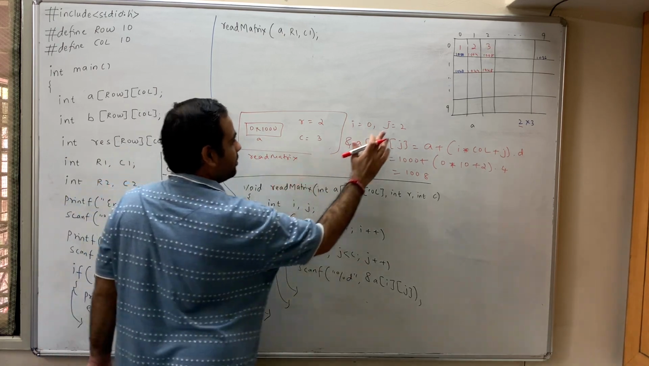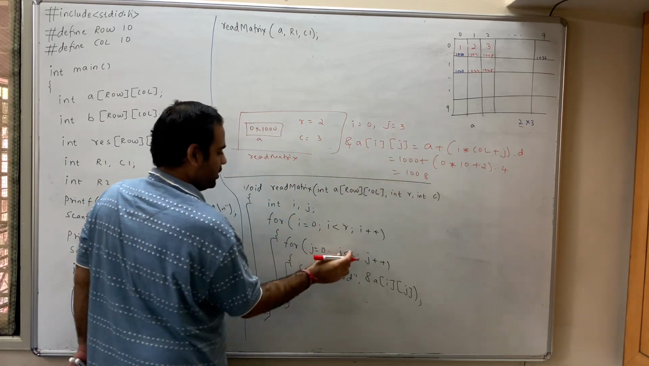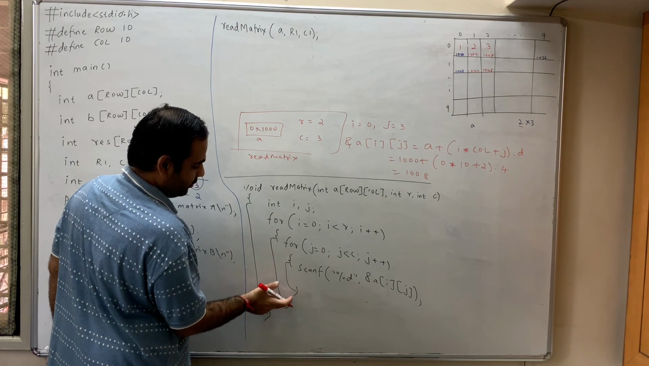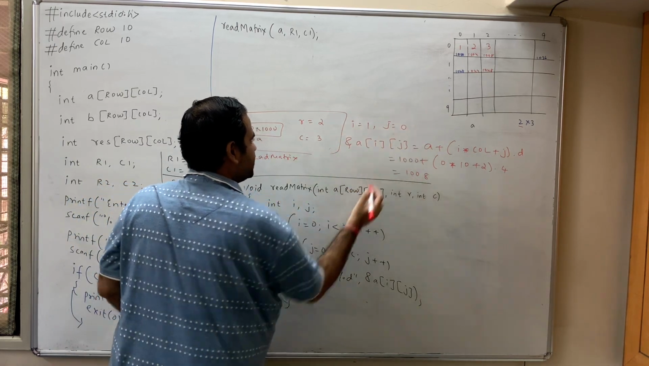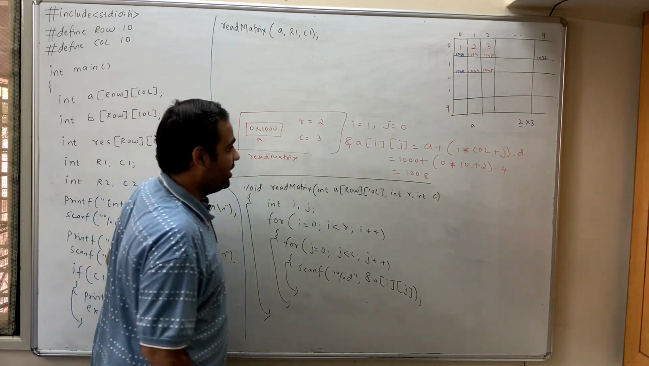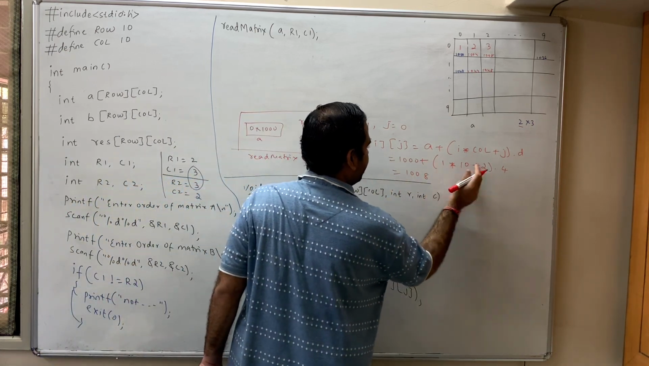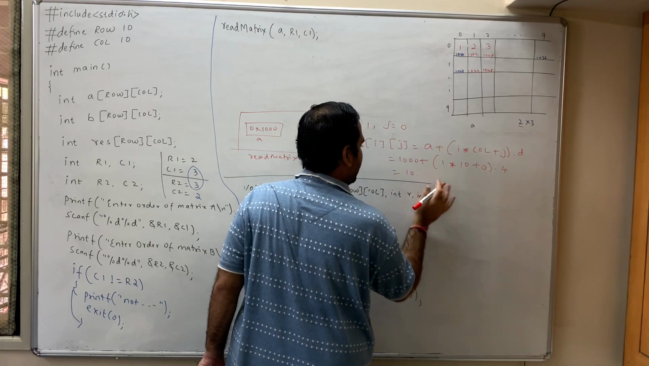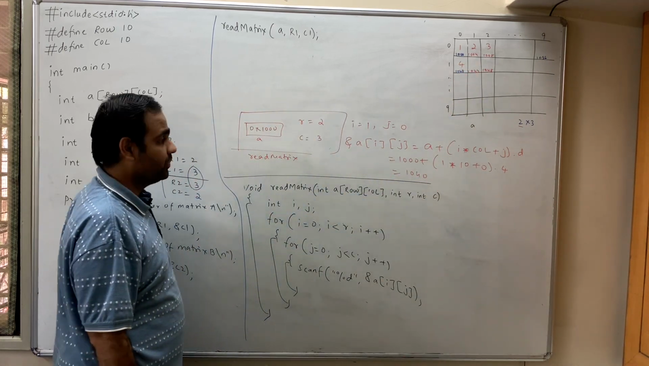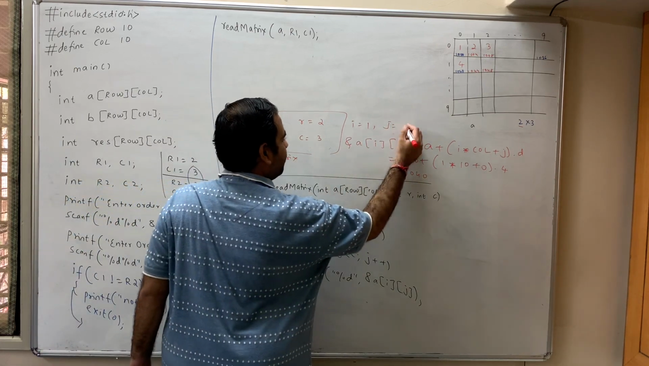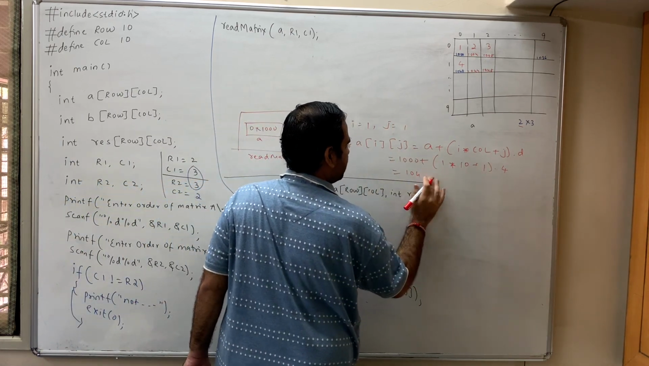Again you say j plus plus, the value of j is 3, 3 less than 3 is false. You come out of this loop. Next you say I plus plus, I becomes 1, and again j starts from 0. Now wherever there is I, replace it with 1, wherever there is j, replace with 0, and it becomes 1040. Read integer at location 1040. J plus plus, j becomes 1, wherever there is j you write 1, it becomes 1044.